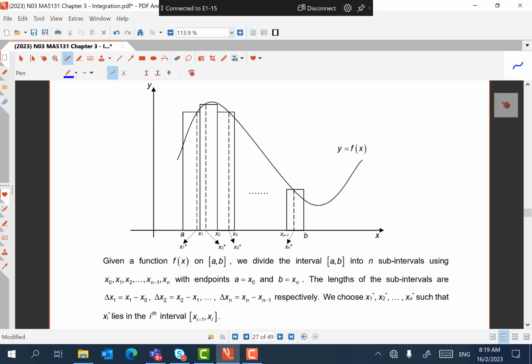This time again, the height of the rectangle is not on the left or on the right. So one thing you'll note is the height of the rectangle is neither to the left nor to the right. In this case, it's somewhere in between. That's one. What's the next difference that you observe?